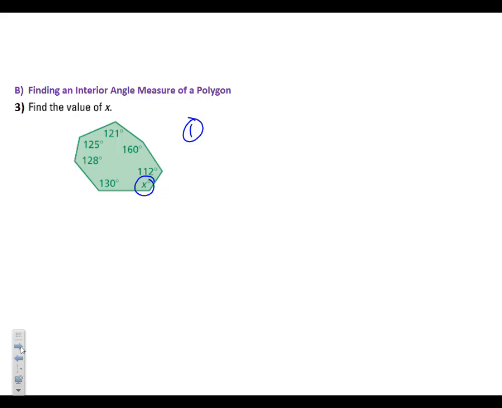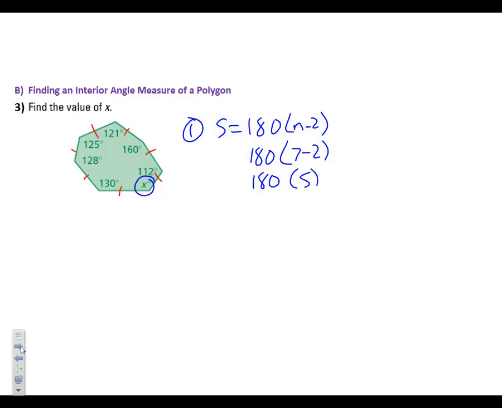So again, I'm going to count, and I've got 1, 2, 3, 4, 5, 6, 7 sides on this one. So s is equal to 180 times n minus 2. That's 180 times 7 minus 2, which is 180 times 5. And 180 times 5 is equal to 900. All right, so now I know that the sum is 900.